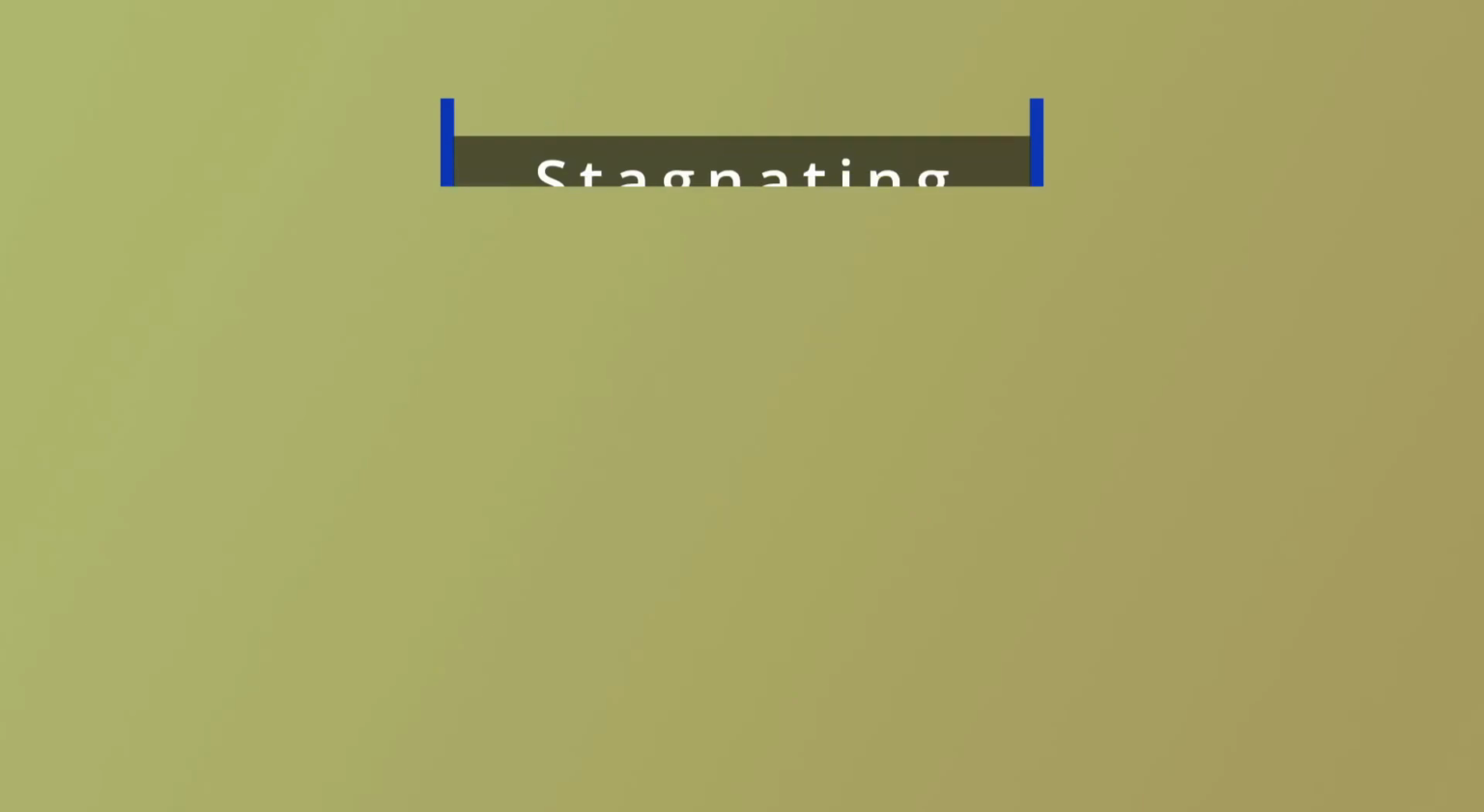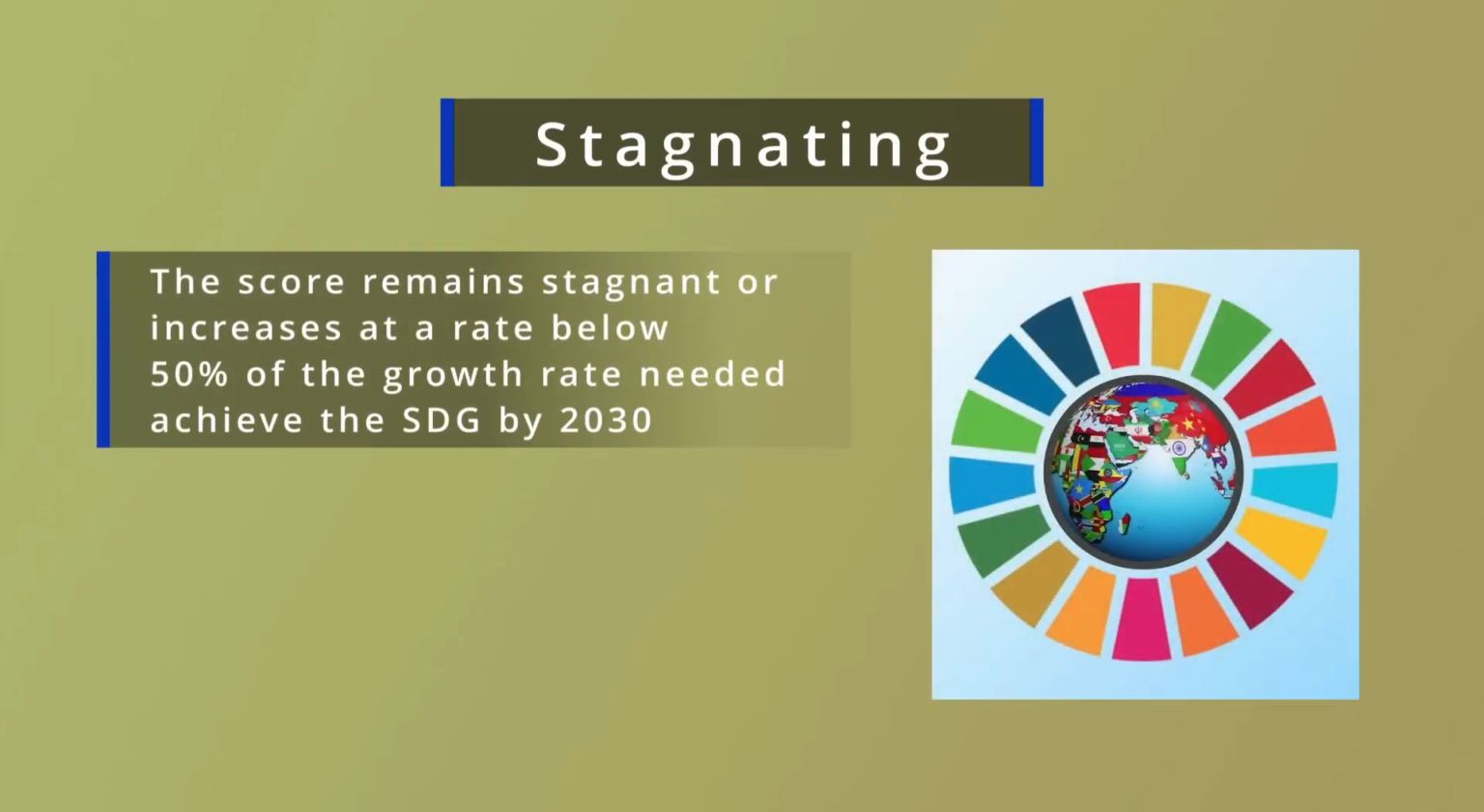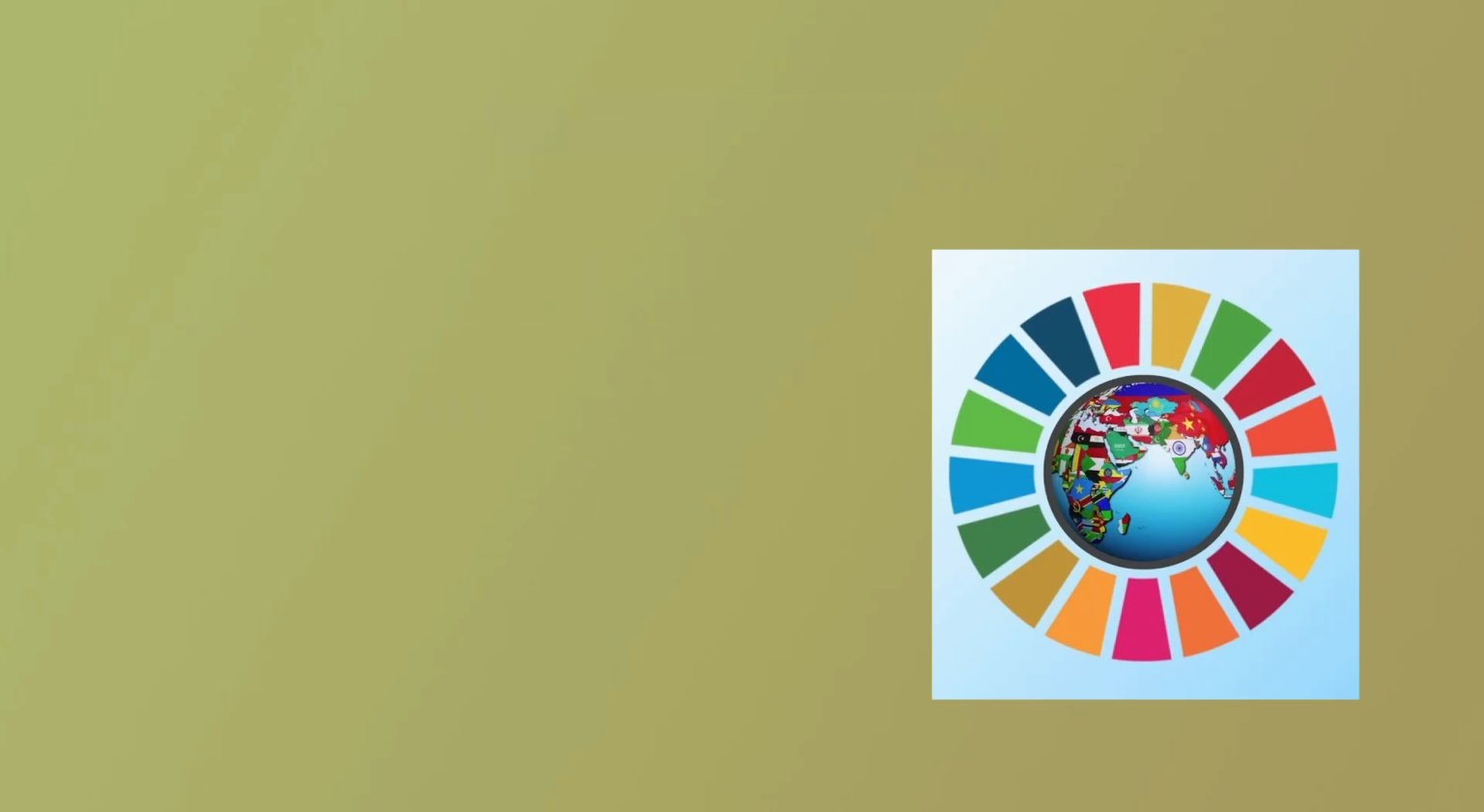In case of the stagnating category, the growth of the Sustainable Development Goal score is less than 50%, or the score is remaining stagnating year after year. Side by side, in case of the decreasing category, the SDG score is gradually decreasing year after year. And the other category is related with information unavailable, trend information unavailable.